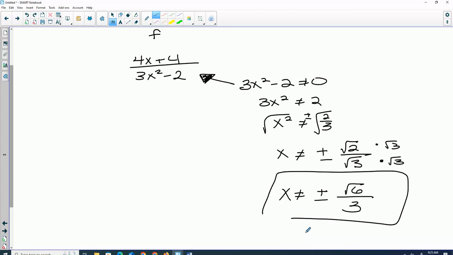Usually I'm expecting interval notation for your domains, but I've told you if it's more than one thing that x cannot equal, you are allowed to just list it like this. Any questions there?